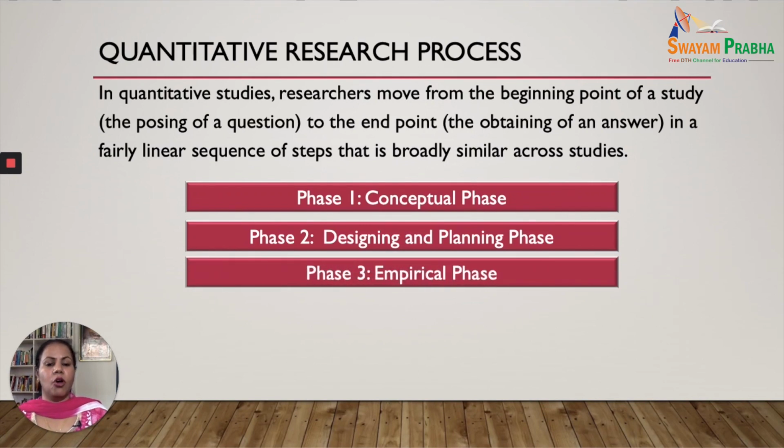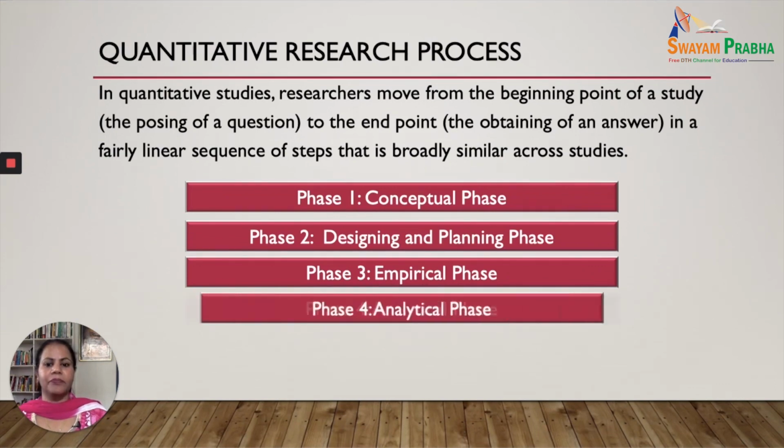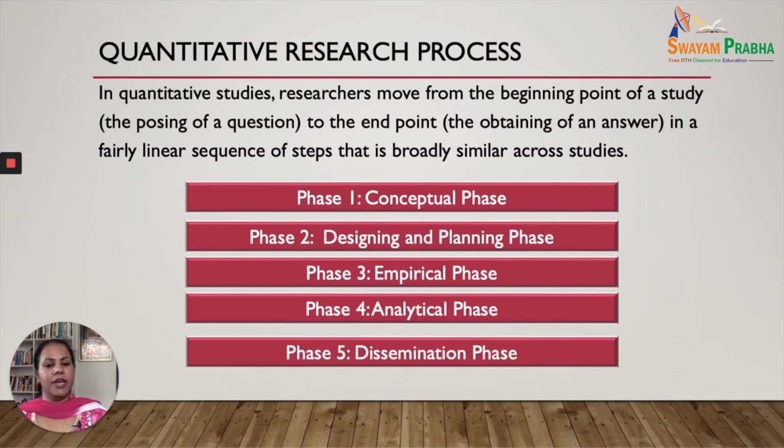Third phase involves the empirical phase, where the actual data collection occurs. And phase 4 is the analytical phase. So after the data collection, in this phase, we analyze the data. And phase 5 is dissemination phase. Dissemination phase means once you have completed your study, in this phase you try to communicate your findings to the nursing fraternity. Now let us talk about different phases one by one.